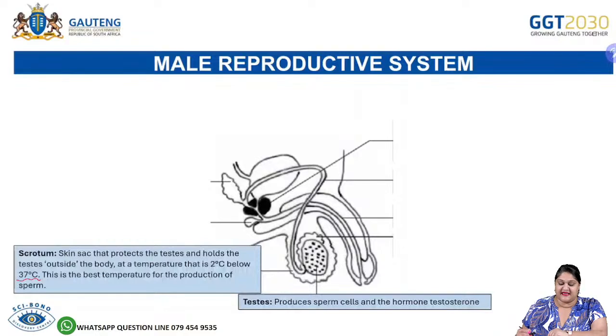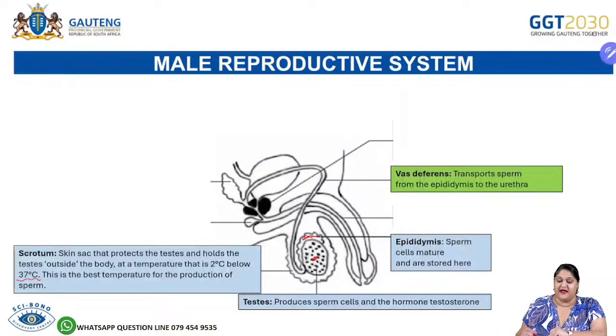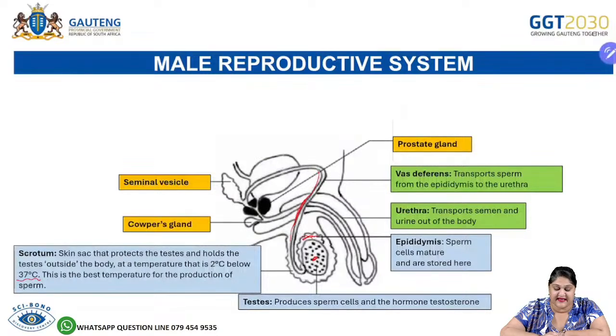Right, then we go to the testes. They produce sperm cells, and they also produce a hormone called testosterone. Then we have the epididymis, and this is where the sperm cells mature, and they are also stored here. Okay, so they get developed here, and then they are stored here, and they mature. Then we've got the vas deferens, which is the part that transports the semen and the urine out of the body. Okay, it expels 2 substances. Then we've got the seminal vesicle, the prostate gland, and the Cowper's gland. These 3 are together called the accessory glands.